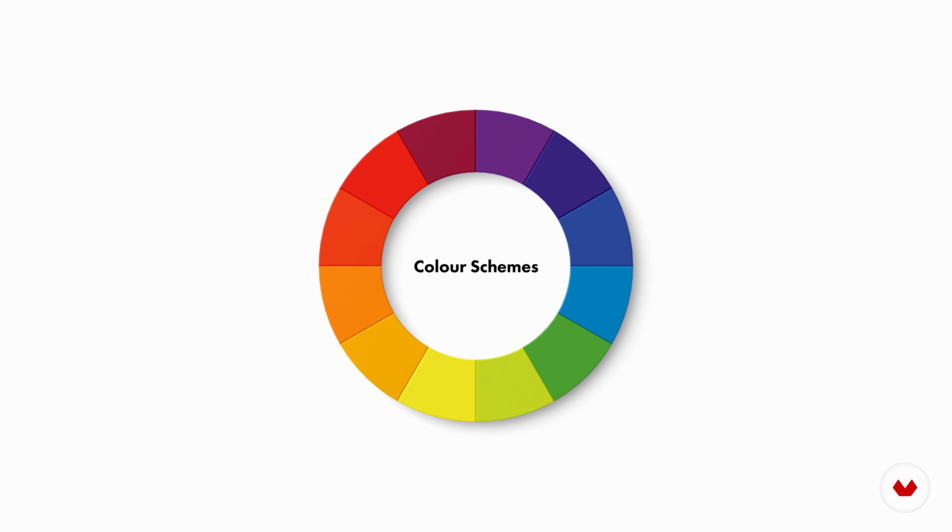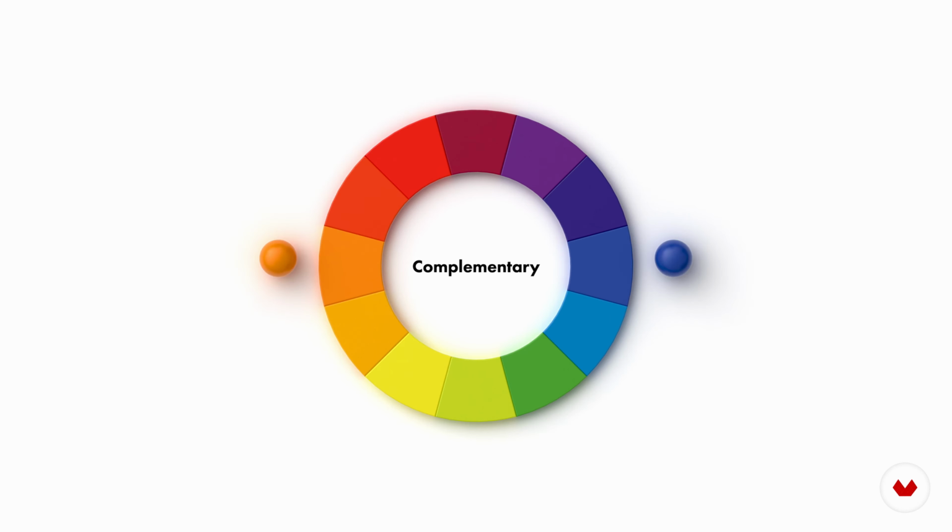We can use different rules when working with our color wheel to create harmonious color schemes. A few examples of these are complementary, using two colors opposite to each other in the color wheel. Analogous, using three colors that sit next to each other in the color wheel. And triadic, evenly spaced colors around the color wheel.